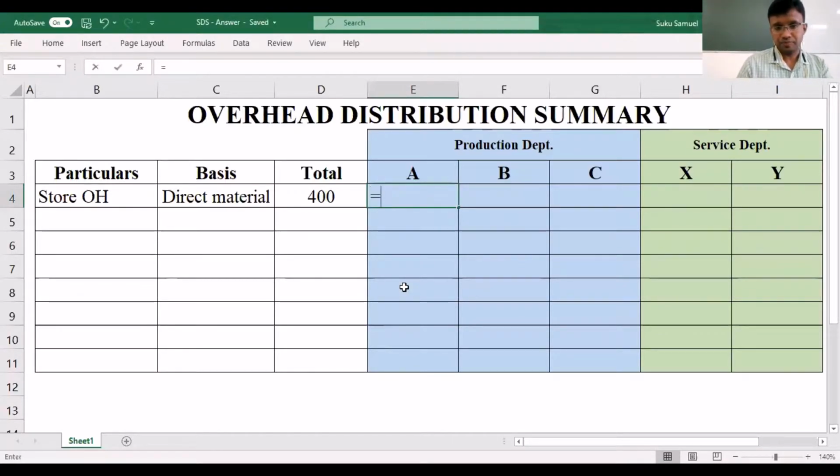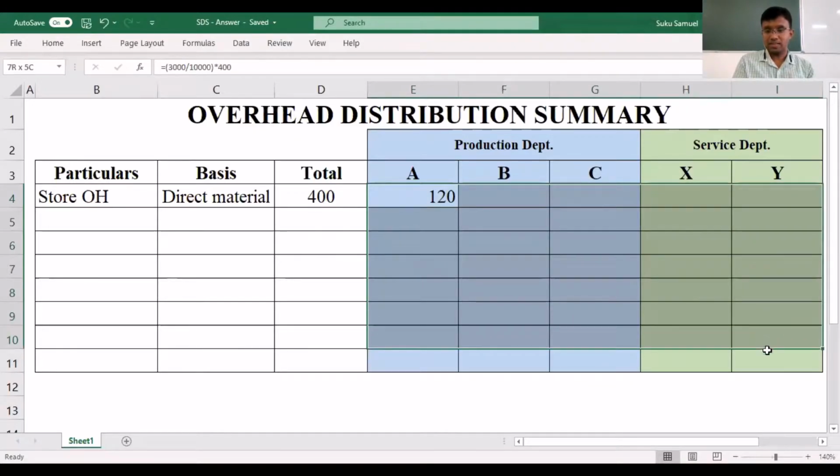So here, the proportion of direct material which is consumed by department A is 3,000. So 3,000 divided by 10,000. Now how did I get 10,000? 10,000 is the sum total of all my direct material, and this into 400, which is 120. So how did I get 120? Let me quickly explain to you.